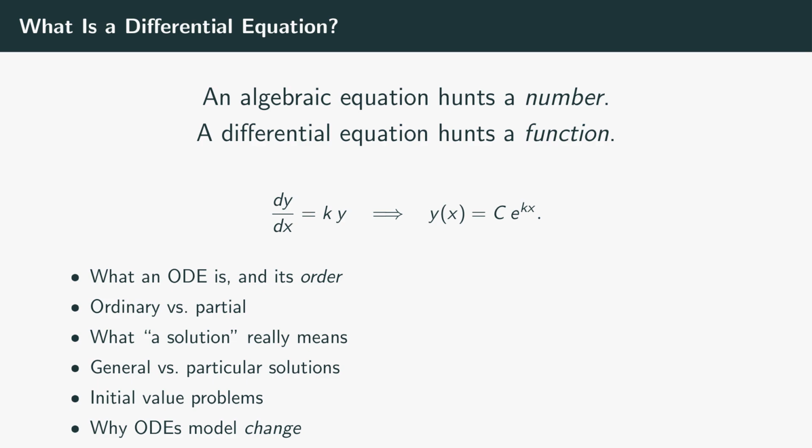Here is the headline example. The equation dy/dx equals k times y says the rate of change of y is proportional to y itself. Its solution is the exponential function c times e to the kx. Not a value, a curve.